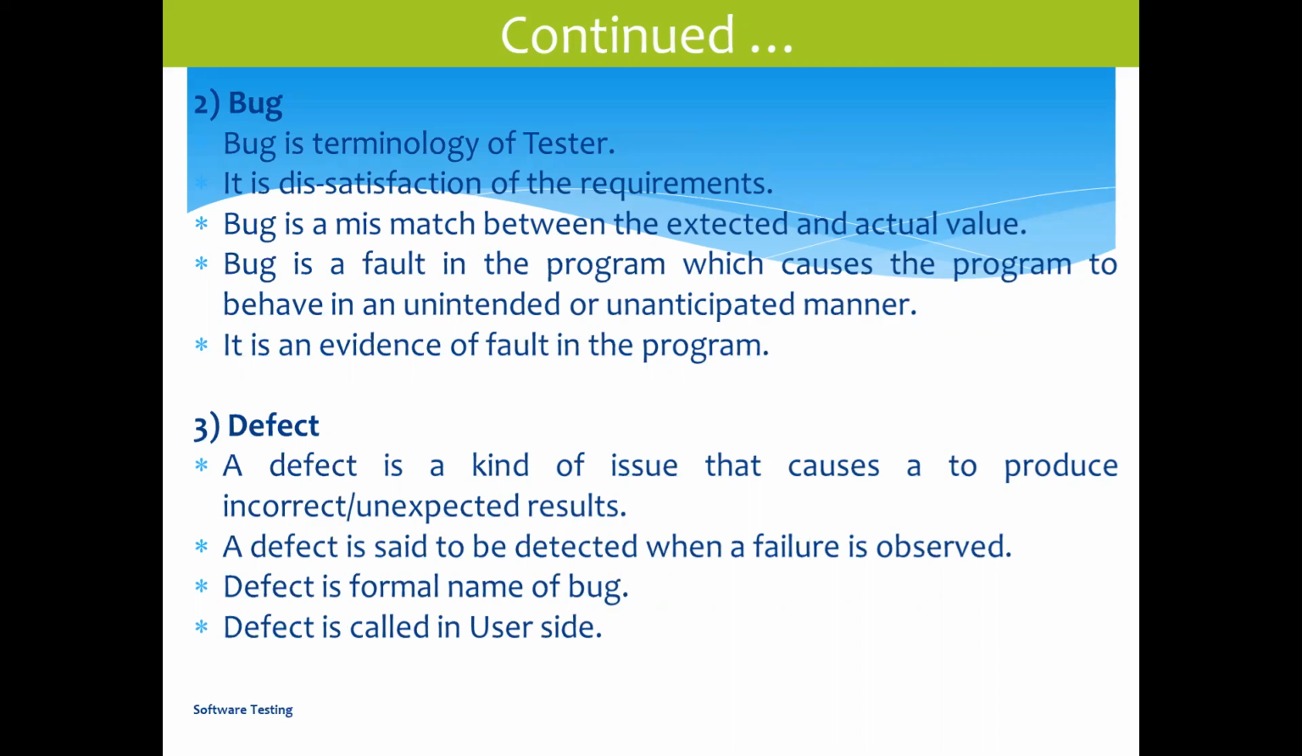So we can inform the developer team. A bug is a fault in the program. In the program written by the developer, there is something they missed. That's why it is coming, which causes the program to behave in an unintended or unanticipated manner. So that is also what creates the problem for the functionality.